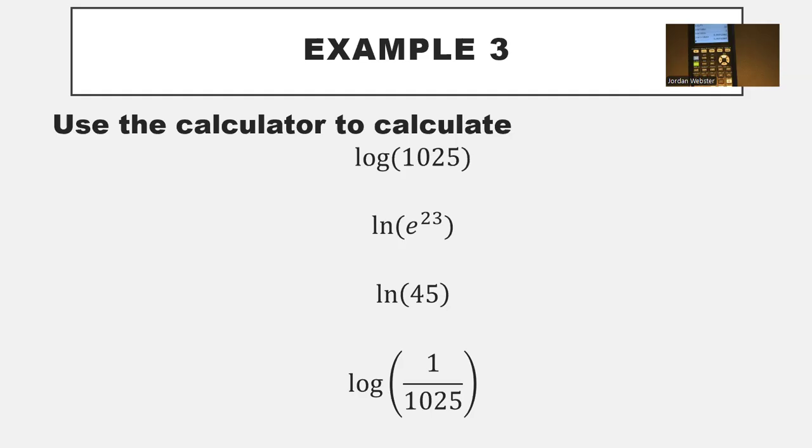What you end up with, since the argument was the reciprocal of 1025, we get the negative of 3.01. Does that make sense? Log is giving you exponents. So if I'm putting in reciprocals, I get the negative of what I put in previously, because that's how negative exponents work.